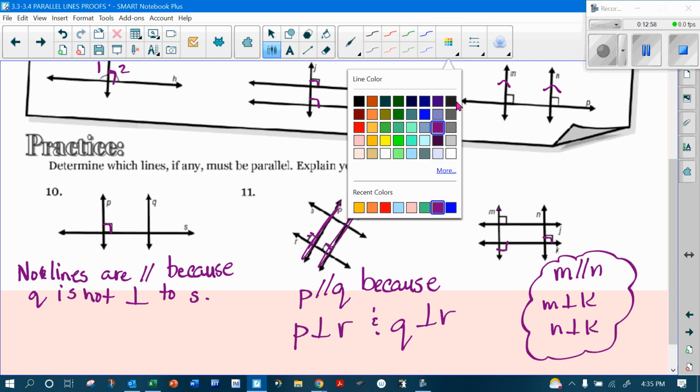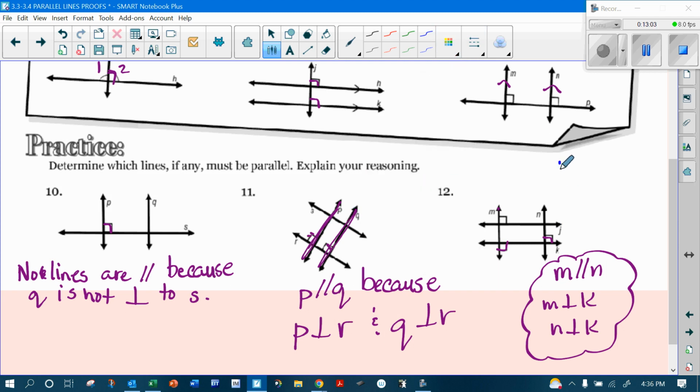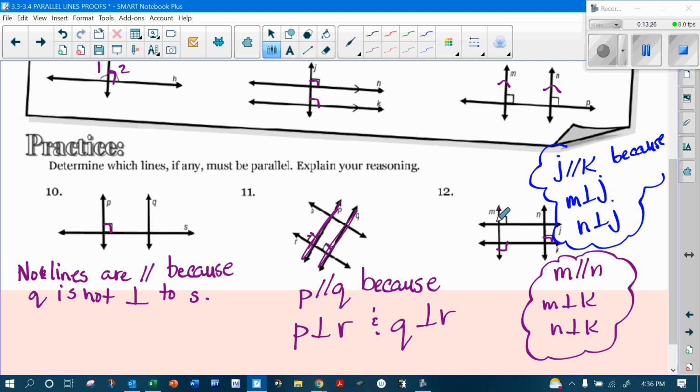So now I can go up here, I'm going to use a different color so that they don't mix together. So now I can say that J is parallel to K because M is perpendicular to J and N is perpendicular to J. So anytime things are perpendicular like this, you're going to have parallel lines. Okay. All right. So these are short and sweet.